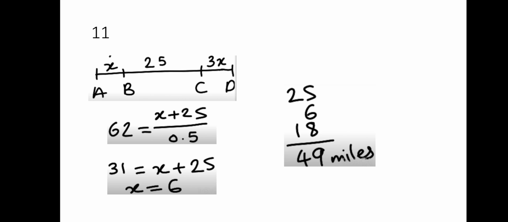So we can work out the distances of AB and CD. AB is going to be 6 miles and CD will be 18 miles. If we add all of these three numbers together, 25, 6 and 18, then we get 49 miles, which is the answer.